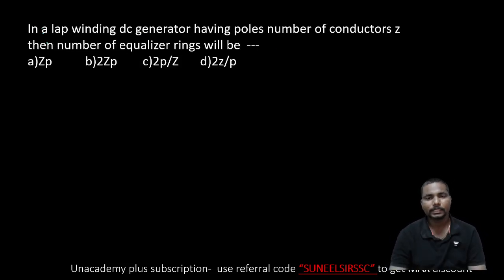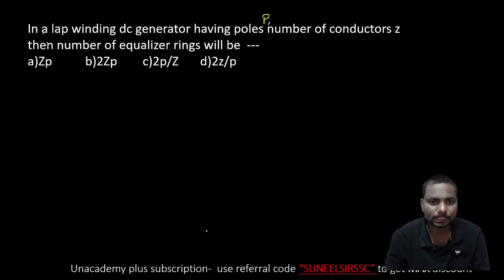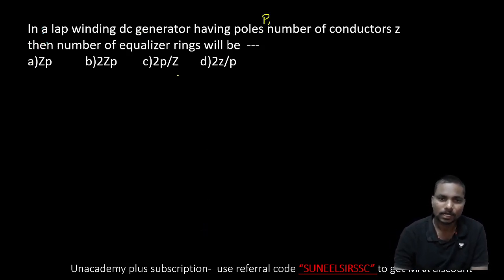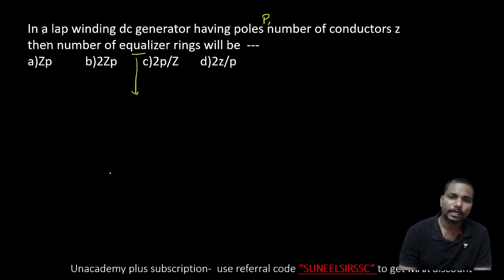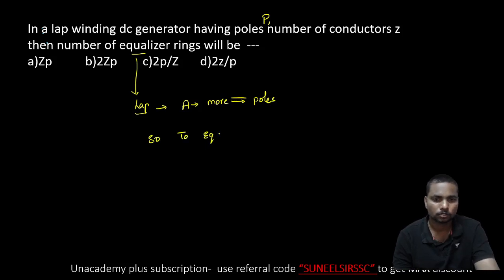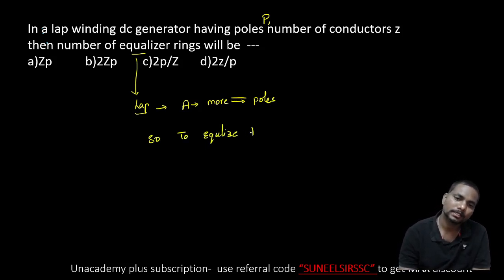In lap winding, the DC generator having poles P and number of conductors Z, then what is the number of equalizer rings? What are these equalizer rings? In case of lap winding, the number of parallel paths is more, that is equal to poles. So to equalize the currents, we require equalizer rings.